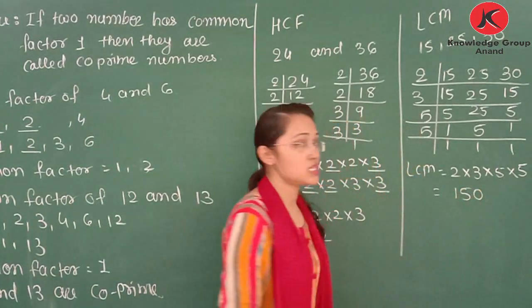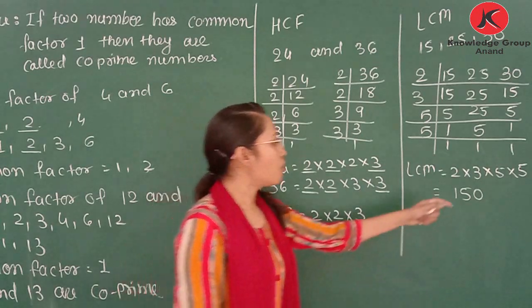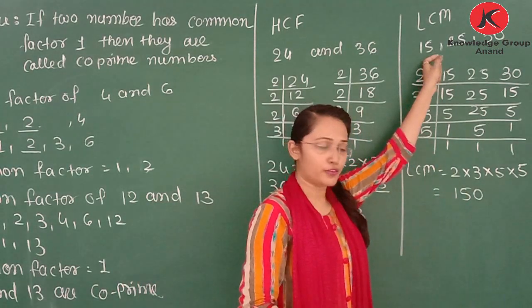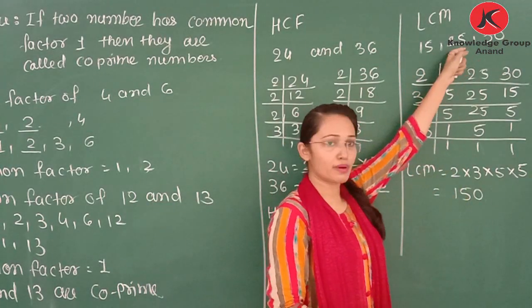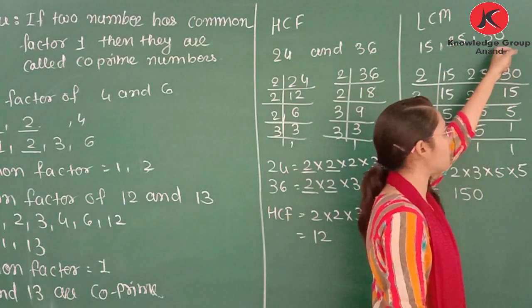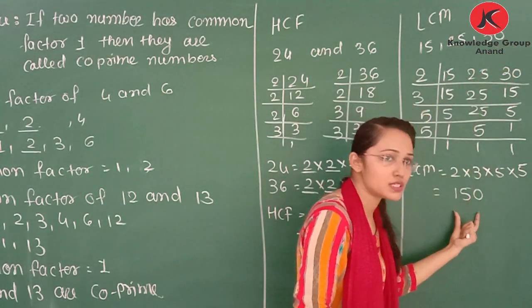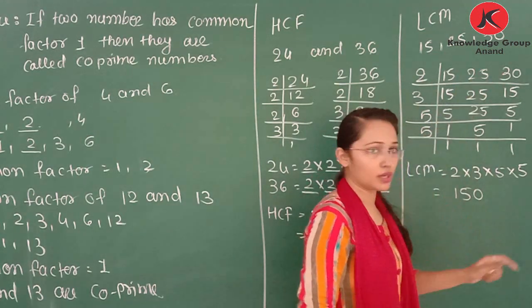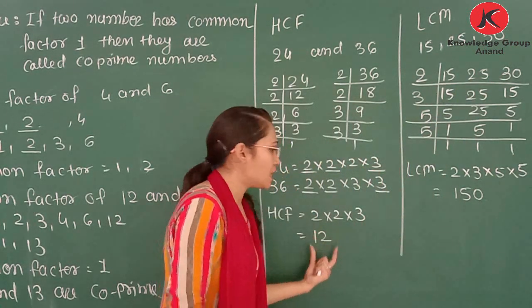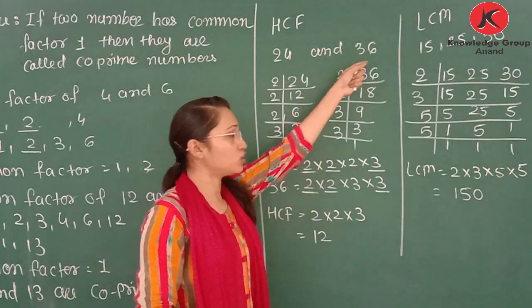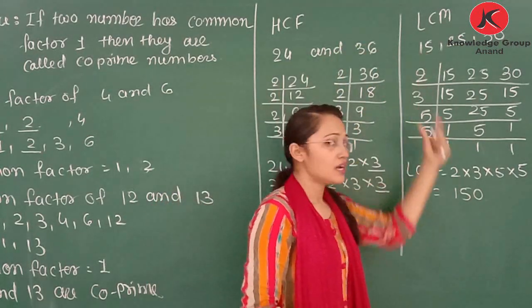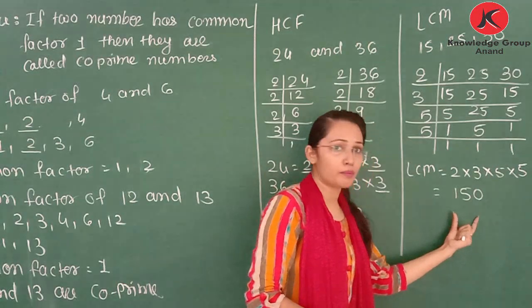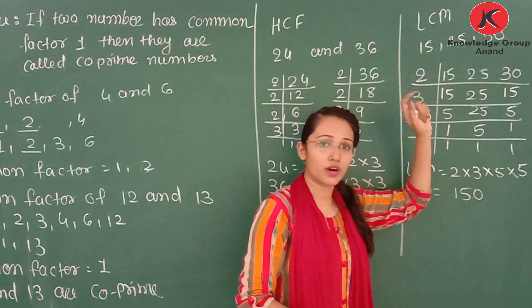So LCM is 150. It means 150 is divisible by 15, 150 is divisible by 25, 150 is divisible by 30. This is the lowest number that is divisible by all 3 numbers. Highest common factor means the largest number that divides both numbers, and LCM is the smallest number that is divisible by the given numbers.